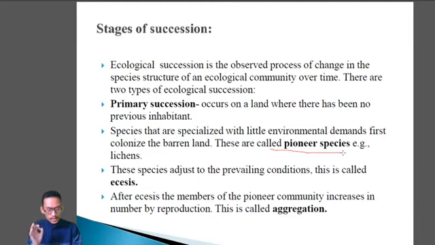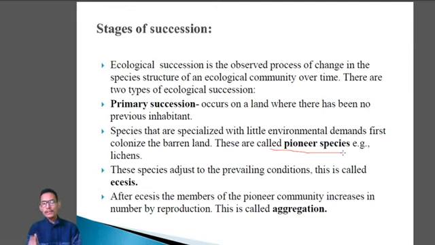This community has little diversity and takes a long period of time in converting the bare area suitable for the second or seral community, S-E-R-A-L, seral community.